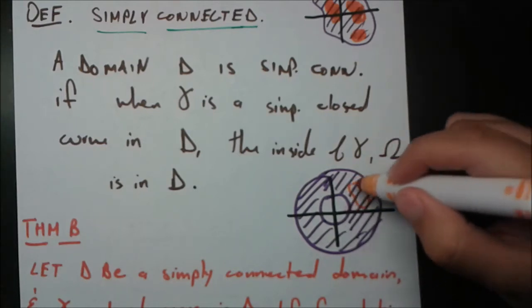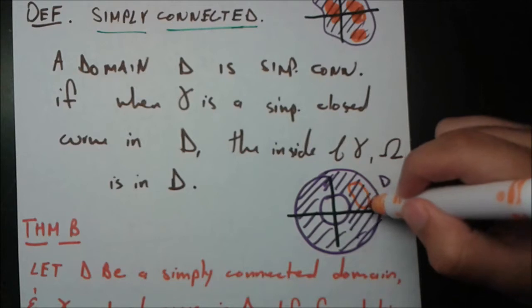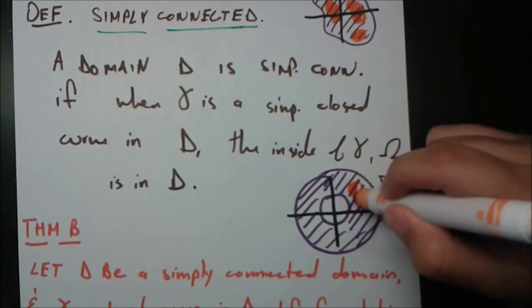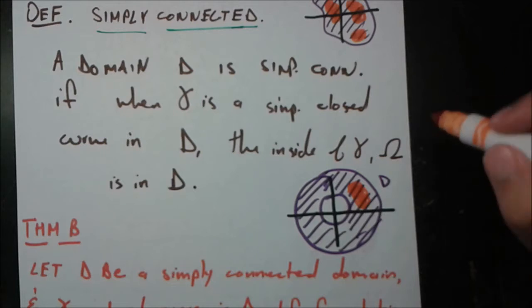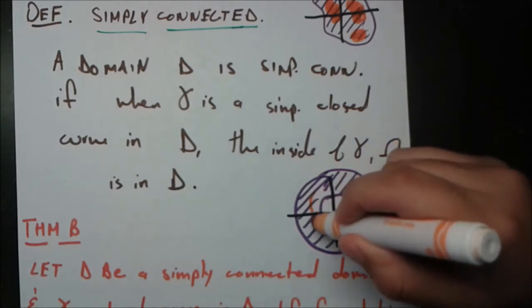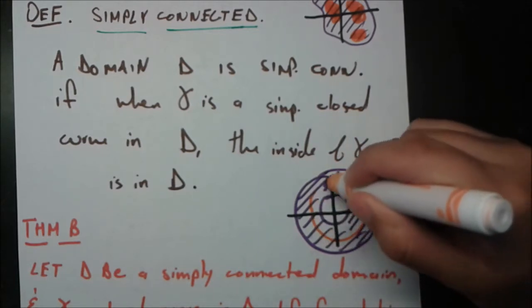This orange curve right here does satisfy the criterion because this curve is inside D, and if we paint it, then everything in here is also inside D. But we can easily break this criterion by making any curve that circles the middle.